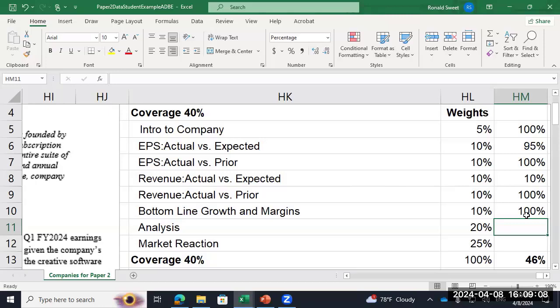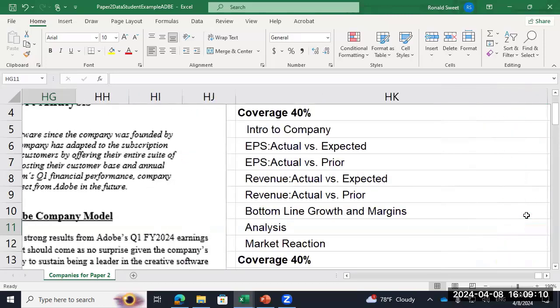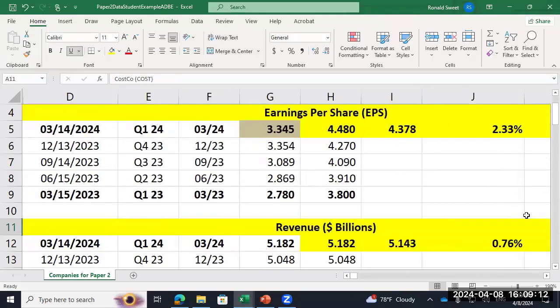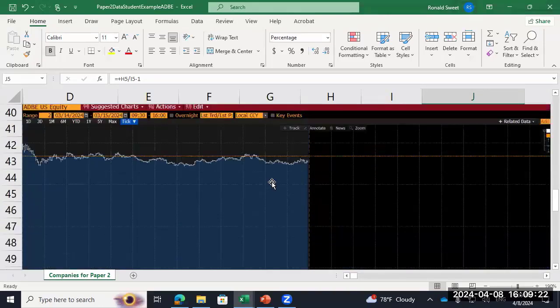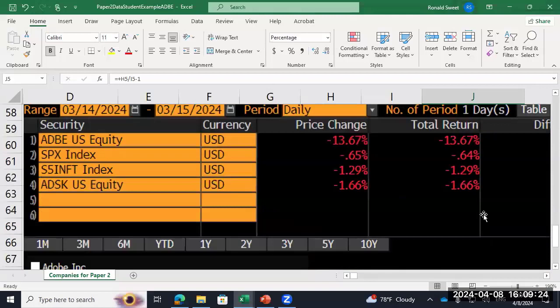So this is the firm that has beat on everything. All of these are beats. All are higher than last year. So that sounds like really, really strong performance. But then you go down to the stock price, and what did the stock price do? Stock dropped 13%. So he probably wants to set that up somehow.